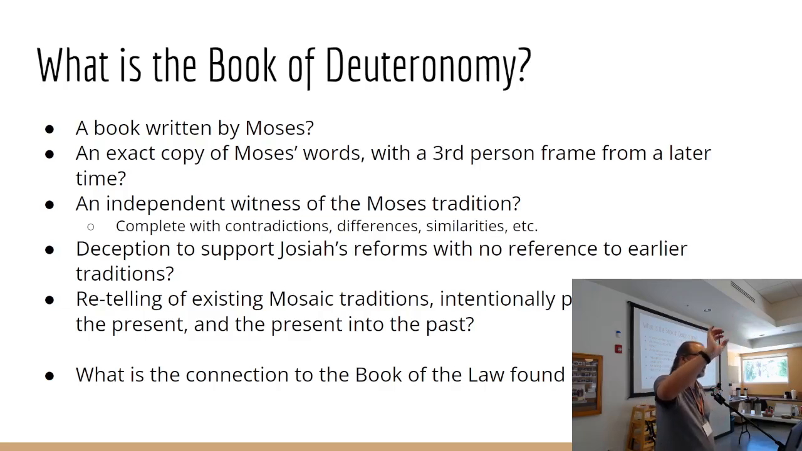No, the third person frame, right? We know that. Is it a book with Moses' words with a third person frame around it? Probably not. Again, because even in the first person stuff, there are references to this stuff. However, it does preserve, we believe, some ancient traditions. So is it an independent witness of the Moses tradition? You can compare it with all of the sort of things we would expect from an independent witness: contradictions, differences, similarities. Yes, to some extent it is. Is it a deception to support Josiah and his reforms with no reference to earlier traditions?